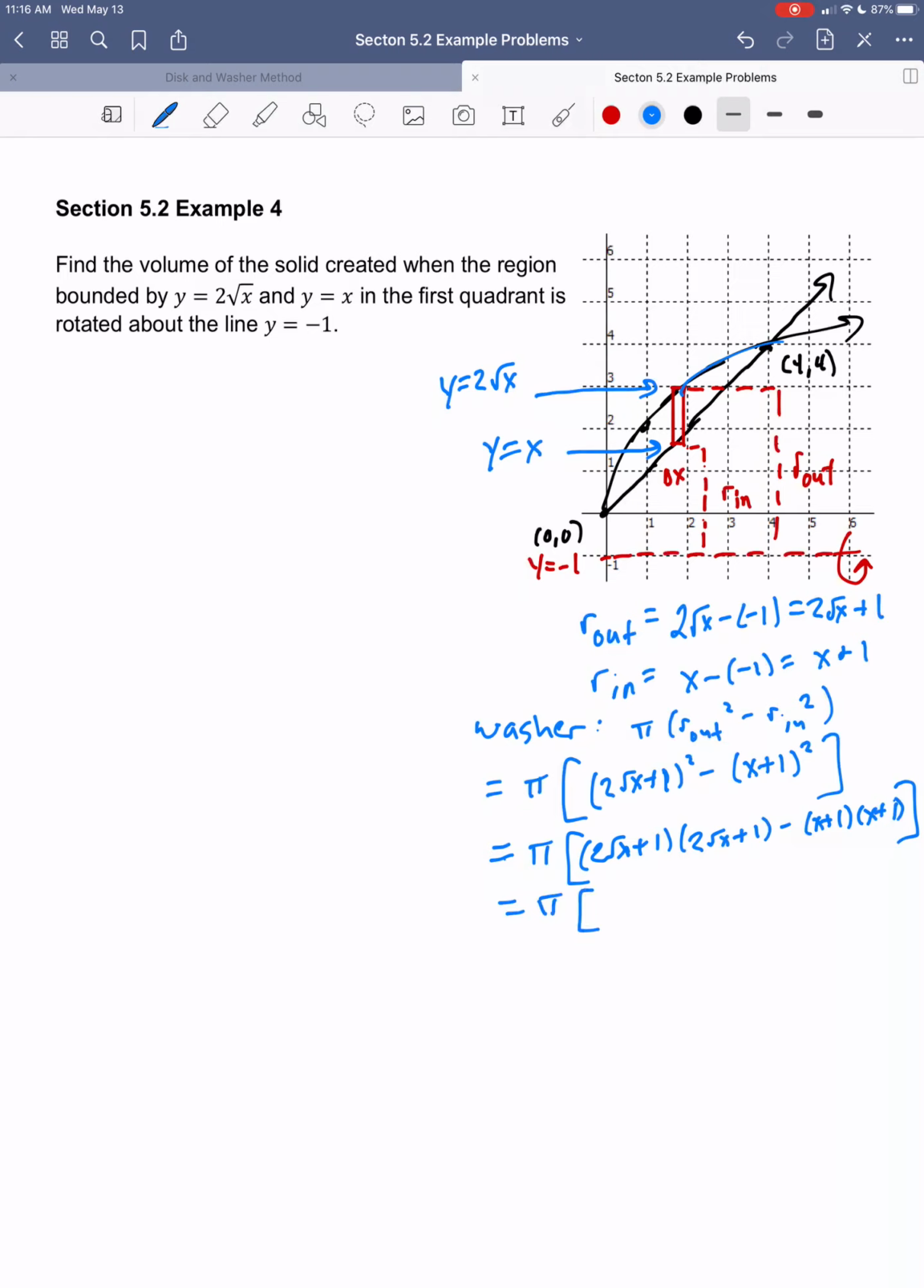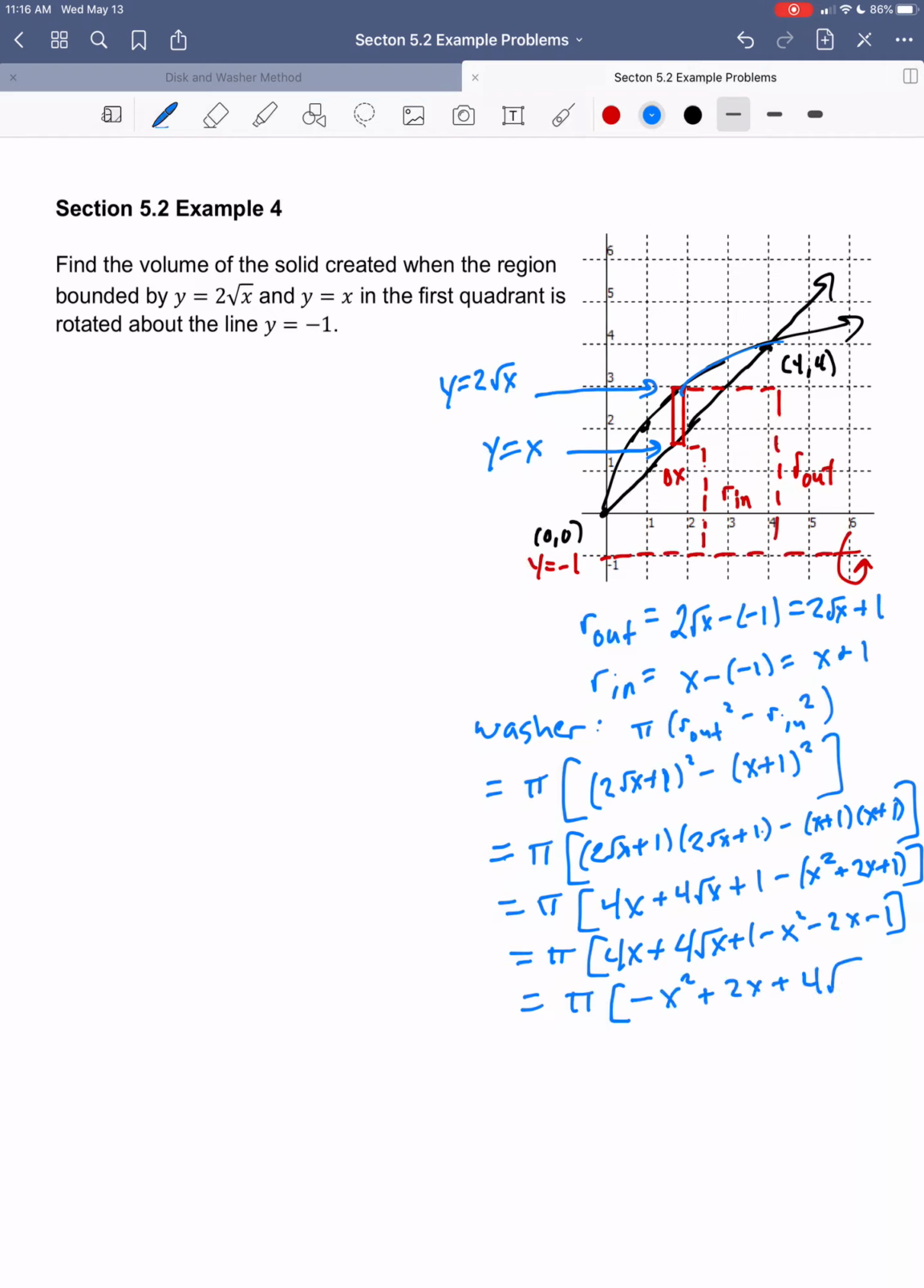So 2 square root of x times 2 square root of x is 4x. We get 2 square root of x times 1 and 2 square root of x times 1. That gives me 4 square root of x. 1 times 1 is 1. Minus, here I'm going to get x times x. 1x and 1x is 2x, plus 1. So I get 4x plus 4 square root of x plus 1, minus x squared minus 2x minus 1. So I get negative x squared plus 2x plus 4 square root of x.